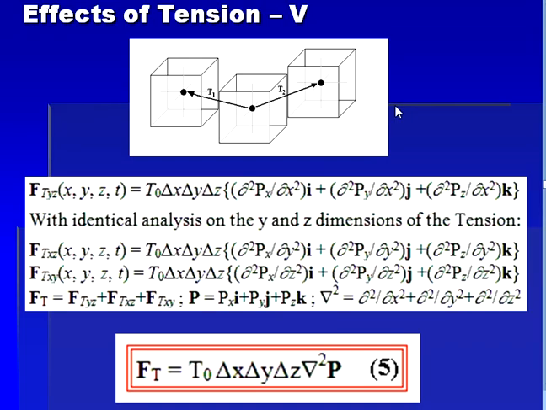If we now sum these three force components, we will get the total force expression, and recalling that P is just the sum of its components, and that the Laplacian operator is just the sum of second partial derivatives, the equation for the tension force can be expressed in a very simple equation shown here as equation 5. I've highlighted this equation with red boxes as it will be used again later in this webinar.